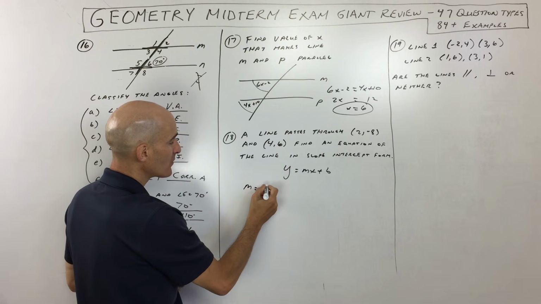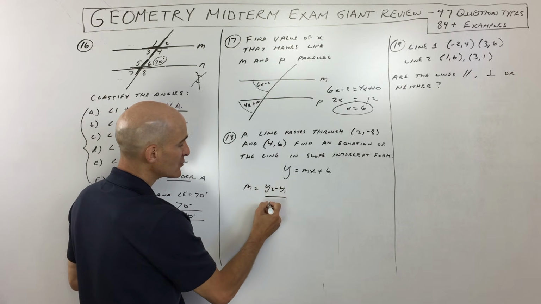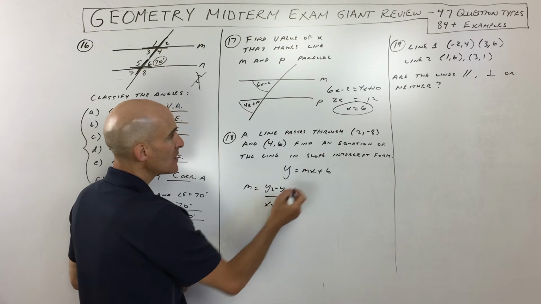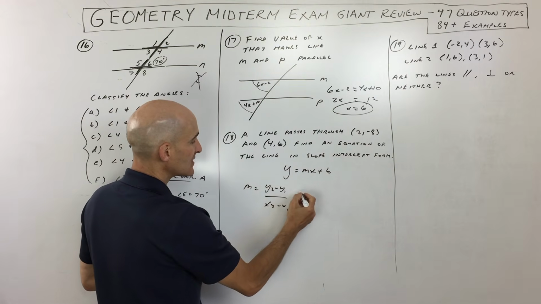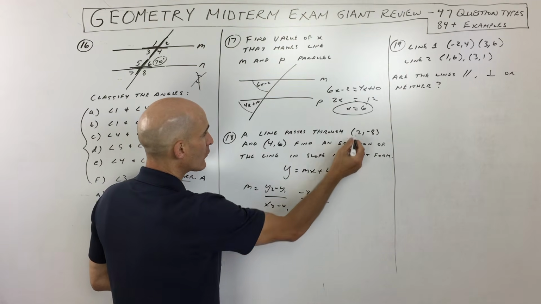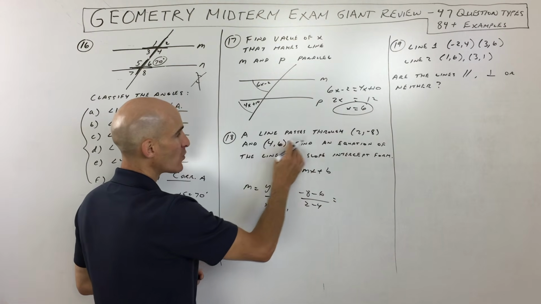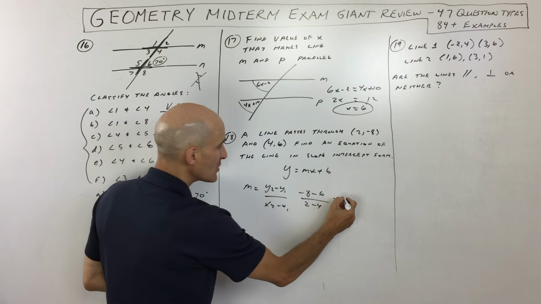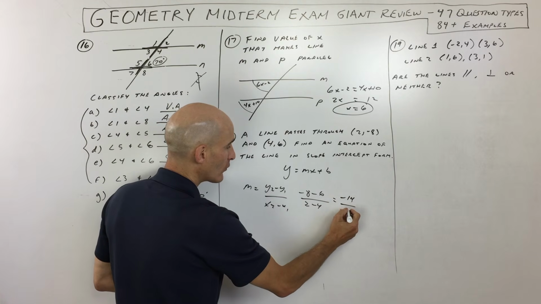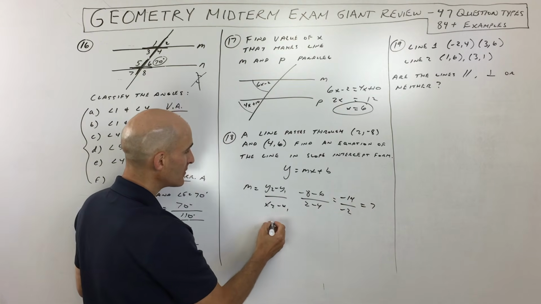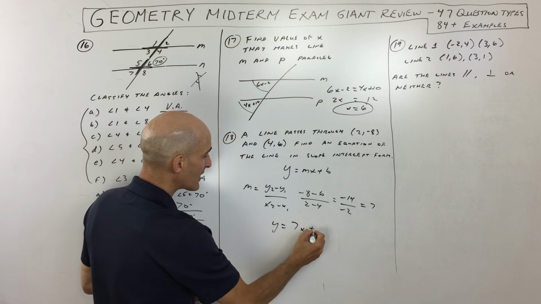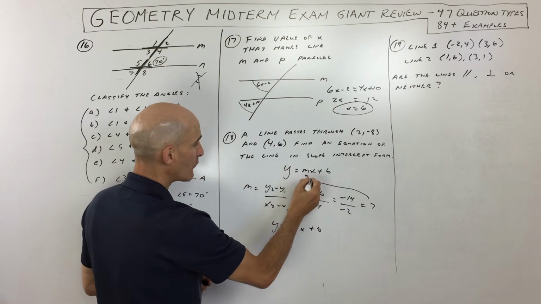And remember, the slope formula is the difference in the y values over the difference in the x values. So I'm going to take -8 minus 6 over 2 minus 4. And you want to keep that order consistent. I did y2 minus y1 over x2 minus x1. So that's -14 over -2, which gives us a slope of 7. So we've got y equals 7x plus b. I just put the 7 in for m right there.